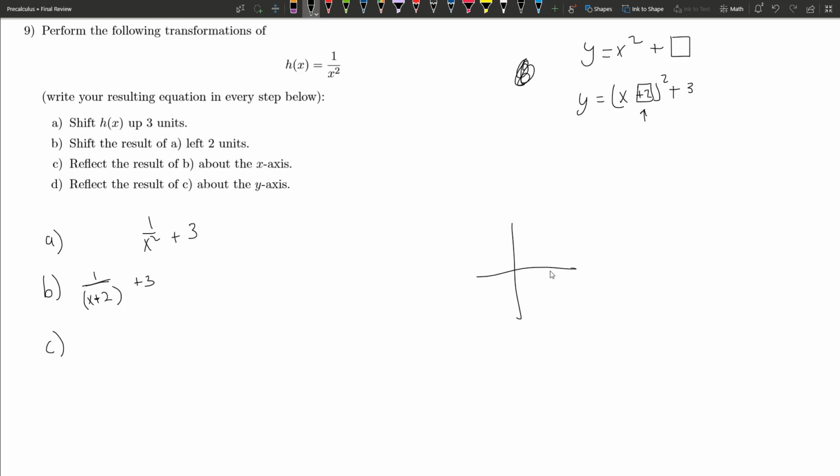Now, if you have a point, I'm just going to make one point here. This is your x-axis. If you want to reflect it across that x-axis, what's really changing? The x value stays the same. It's the y value that changes.